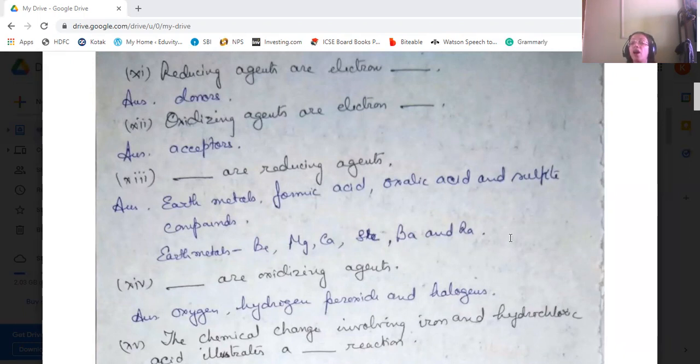Like oxygen, hydrogen peroxide, halogens. These are all oxidizing agents. They oxidize substances and get themselves reduced. And reducing agents reduce substances, but get themselves oxidized.